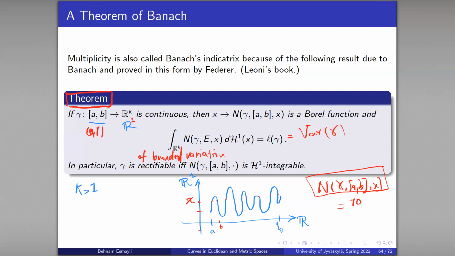But anyway, if you have the sine 1 over x curve here, then for every x between negative 1 and positive 1, the multiplicity will be infinite because every point is covered infinitely many times. So the integral of multiplicity will be integrating plus infinity from negative 1 to 1, which is infinity. And that means that the length is infinite for the sine curve.